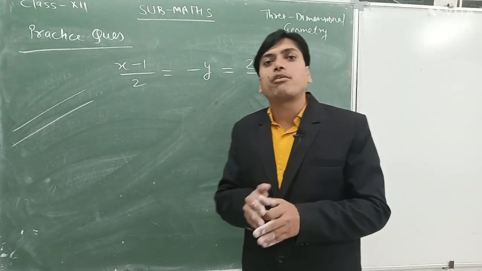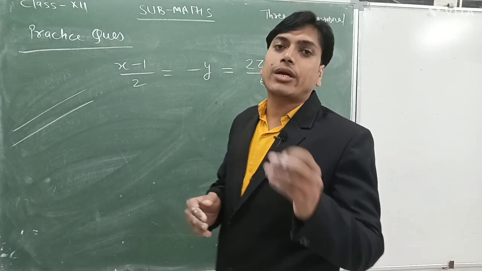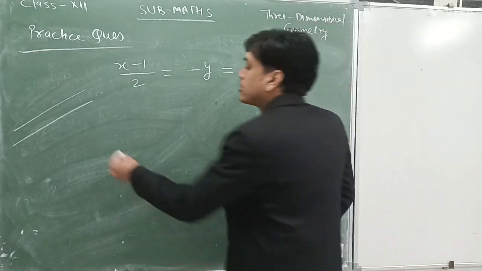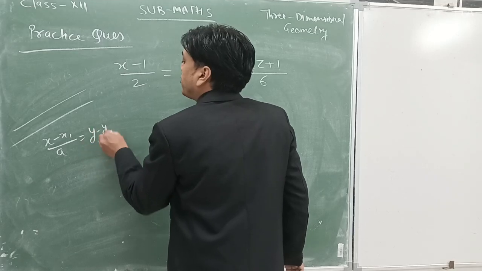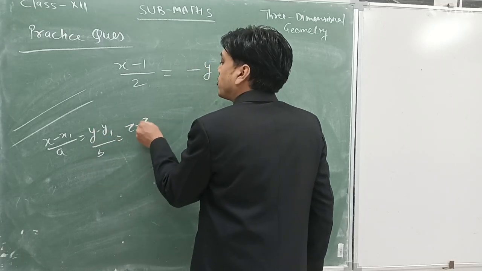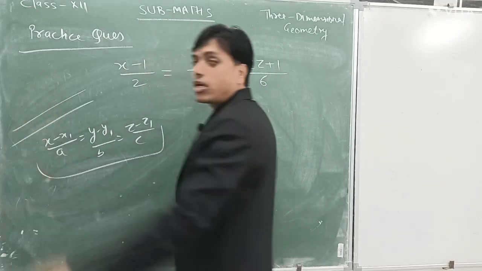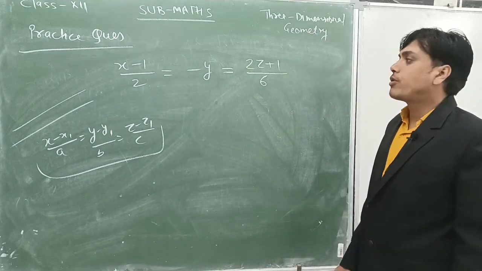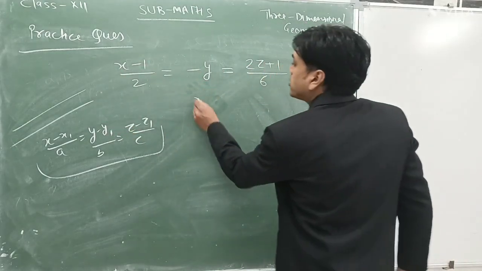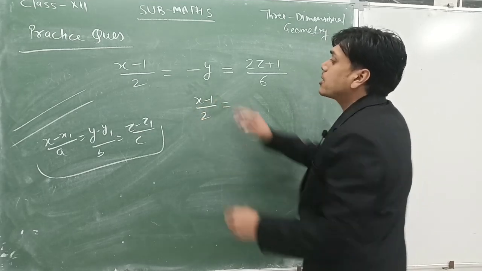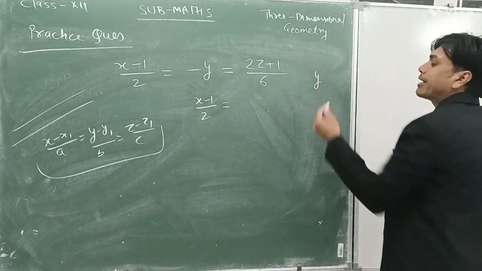For that we have to convert this equation into the standard form of Cartesian equation or vector equation. The Cartesian form is x minus x1 by a is equal to y minus y1 by b is equal to z minus z1 by c. So this is the general equation or Cartesian equation of a line. First of all we have to change this. So x minus 1 by 2 is there, x minus 1 by 2.